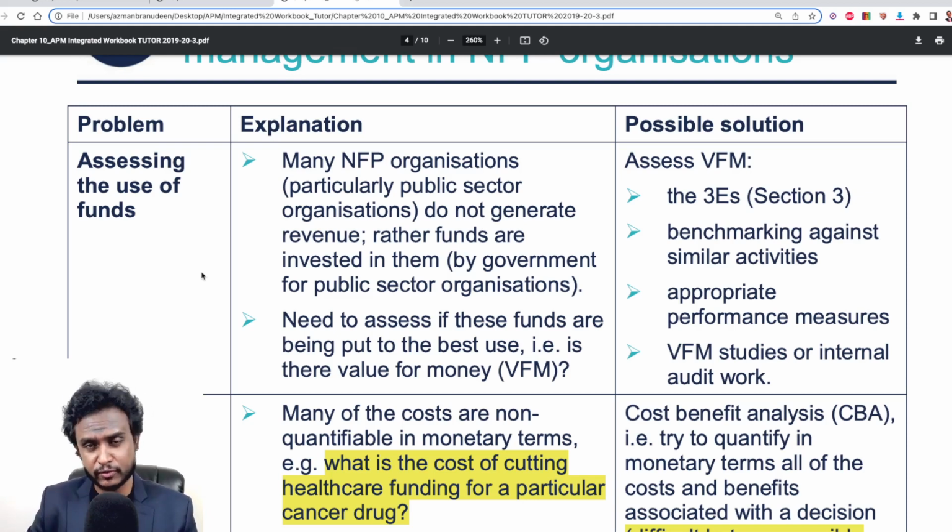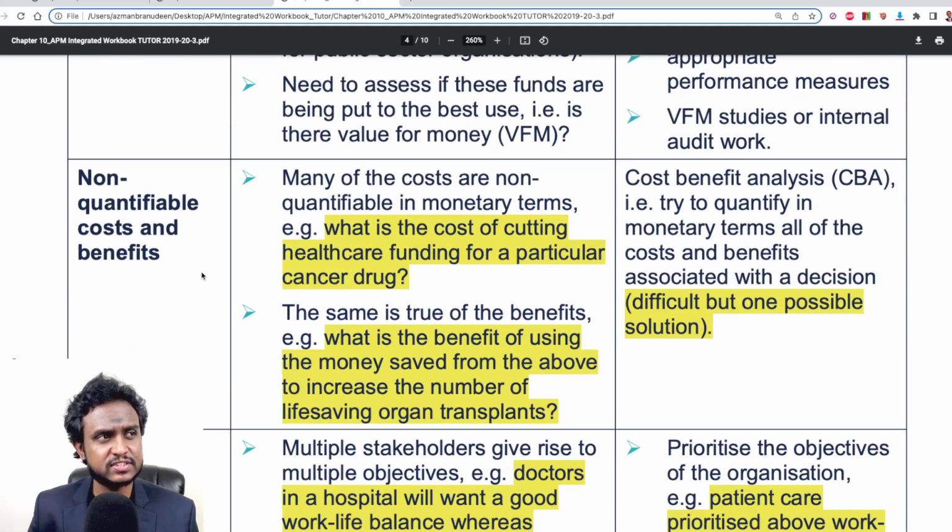Now, you're getting donations or tax or whatever, your organization, let's say you're running a not for profit. How do you really assess the use of funds? And assessing the utility, in fact, whether the funds are being used appropriately, whether it's effectively being used. That is a challenge. Challenge number two, non quantifiable costs and benefits.